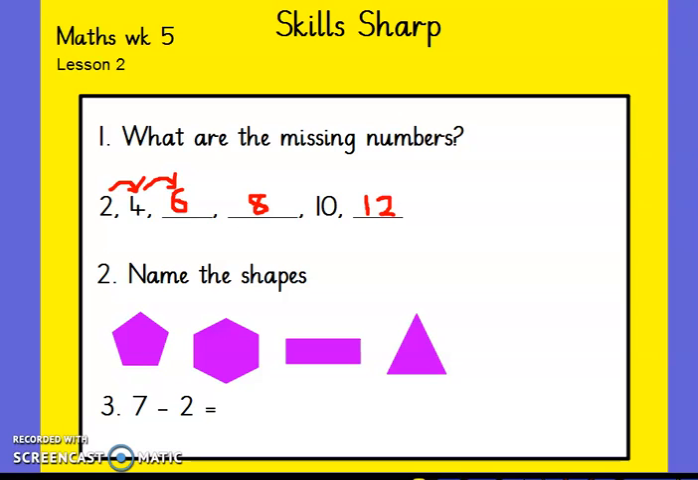And 7 take away 2. Let's draw it. 1, 2, 3, 4, 5, 6, 7. Take away 2. 1, 2. How many have we got left? 1, 2, 3, 4, 5. So our answer is 5. Great, well done.